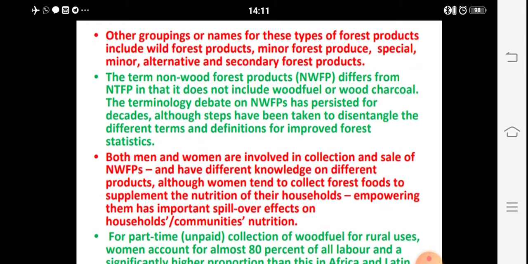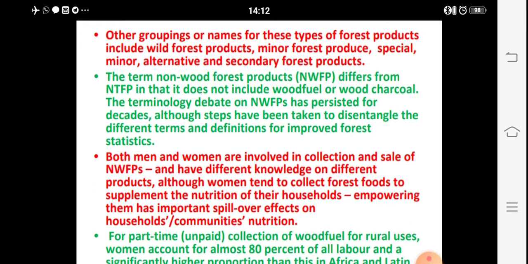Second point is that the other forest products also include the special minor and secondary forest products, as they differ particularly, for example wood fuel and wood charcoal, and therefore different types of definitions have improved as per the forest statistics, right.